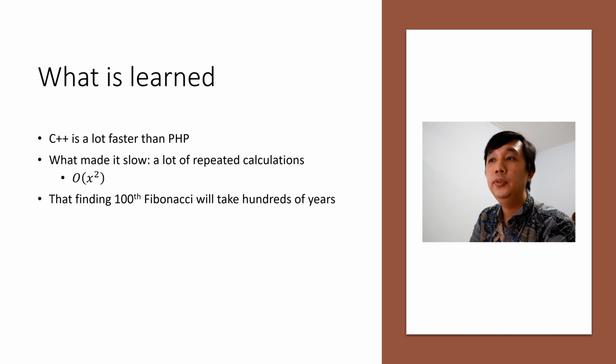What we learned from this video is that C++ is actually a lot faster than PHP using the same algorithm, and what makes it slow is that we force the computer to make a lot of unnecessary calculations, so the complexity is O(x squared). So yeah, it's very inefficient, and finding the 100th Fibonacci number will take maybe hundreds of years.